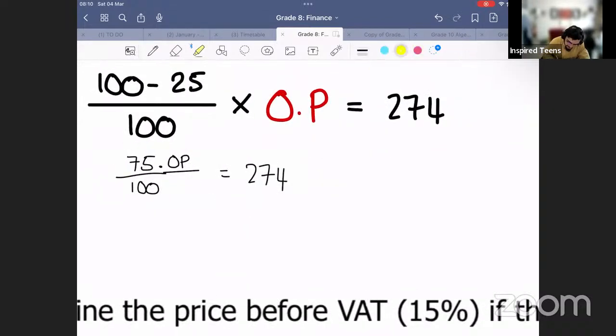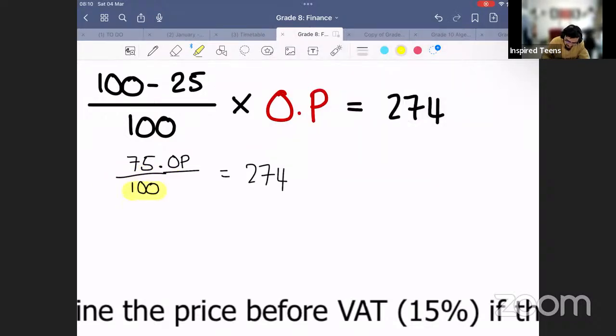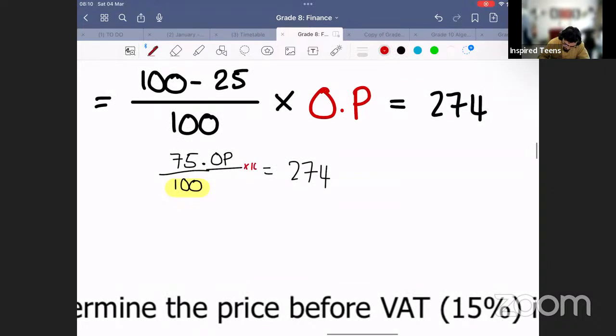Now on the left-hand side, this is equations, right? Solving for an unknown in an equation. On the left-hand side, I have 100 here as division. So I can multiply both sides by 100 to get rid of that 100. Because it's division, when I multiply by 100, it's going to get rid of it. So then I have 27400, and I'm left with 75 times OP on the left.